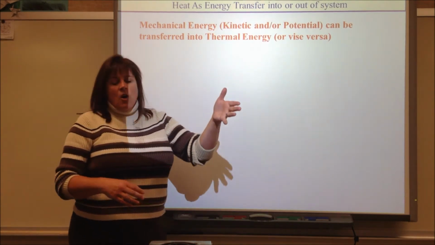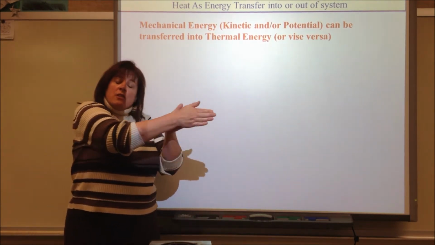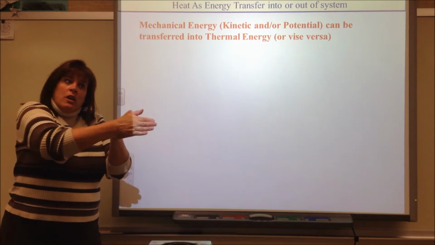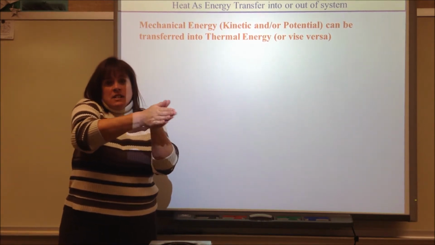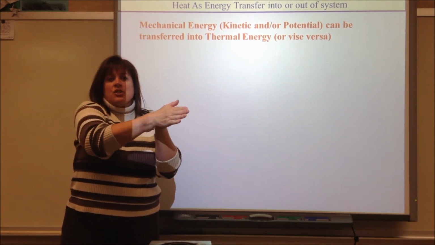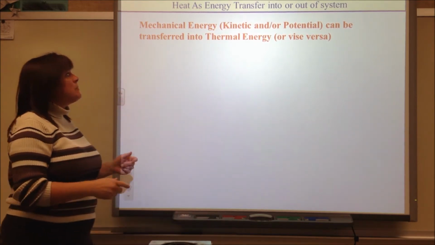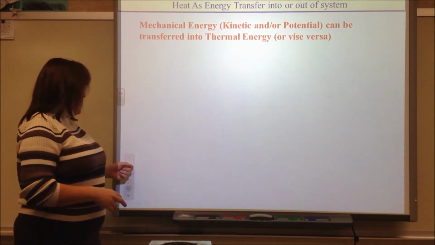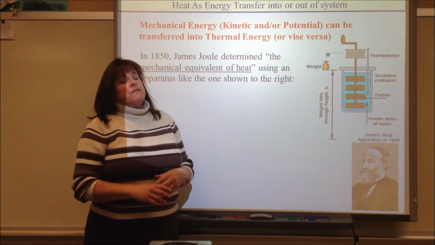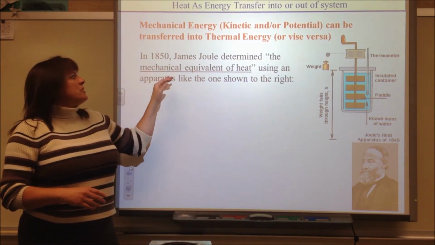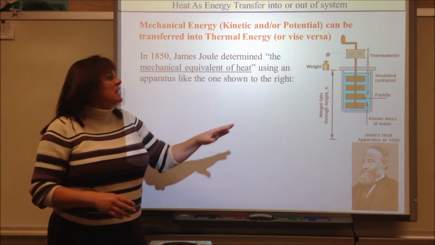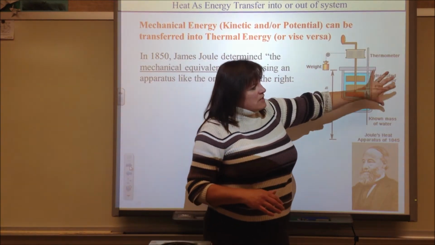So we know that kinetic energy, if there's friction, will result in a loss in mechanical energy, a loss of that kinetic energy, because we begin to generate heat. This was something that was studied by a man named James Joule. And in 1850, James Joule determined the mechanical equivalent of heat using an apparatus that looks like this.